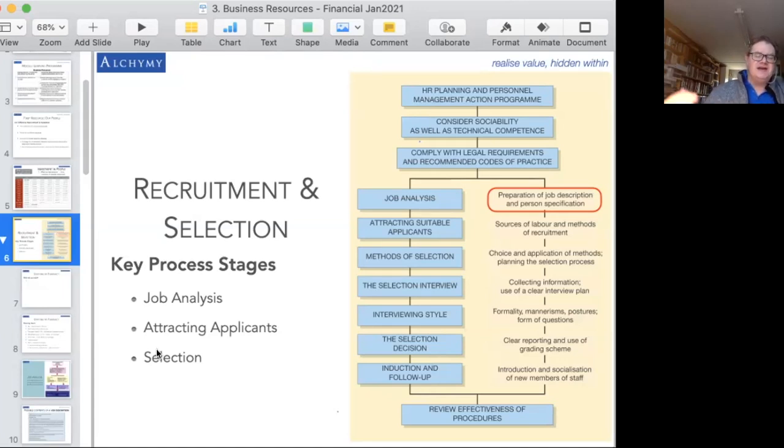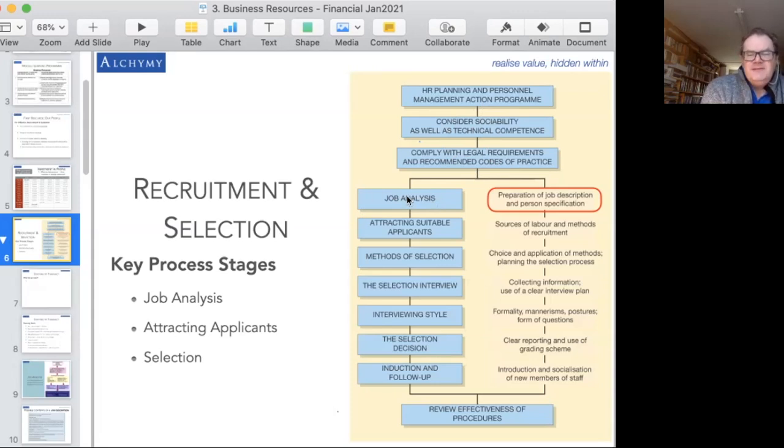And then as we start to drive down into that, the key part of that is making sure we hire the right people, the recruitment and selection piece. Then we need to make a decision about, well, what do we actually need? So before we recruit, we need to be clear about what do we want done? And that's the job analysis piece. So if you come down this ladder here, HR planning, right, then down to consider sociability as well as technical competence. So these are top levels, so let's not get too bogged down in these. We absolutely have to comply with legal requirements, certainly. But fundamentally, we have to get to this stage. We have to do job analysis.